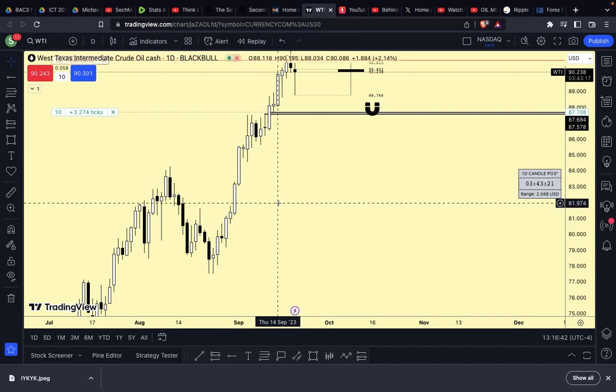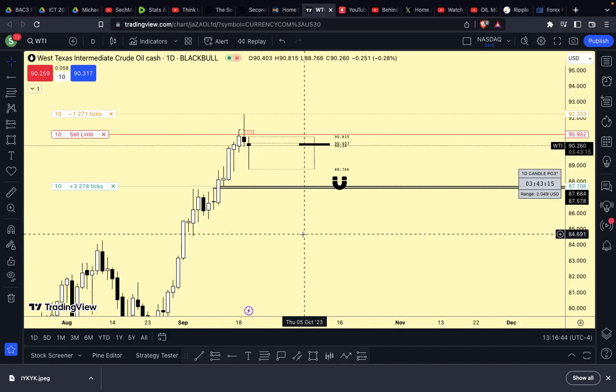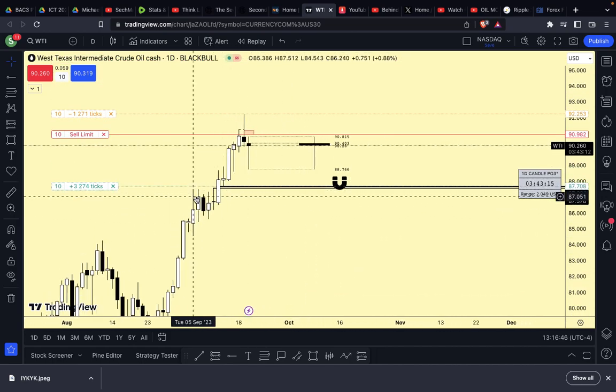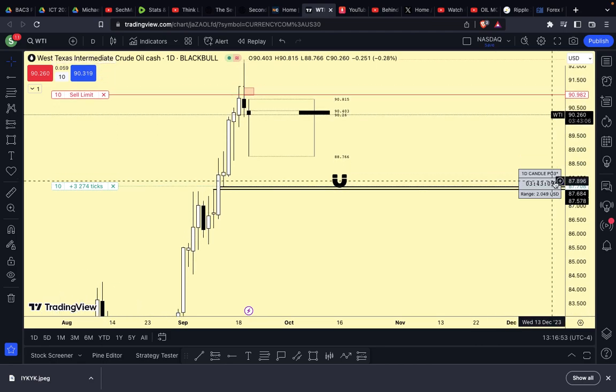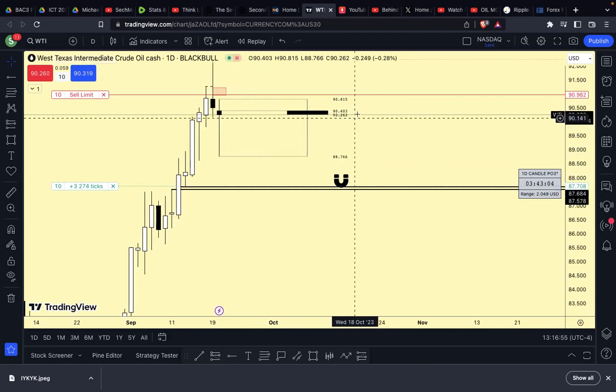There are still gaps there, but I don't see us reaching into that. Here it's more likely though. You see the order block there, fair value gap. We tap into that and then we push up. That's what I personally am anticipating.